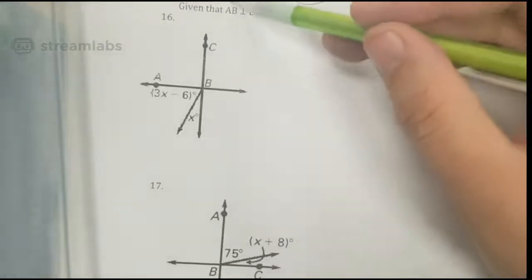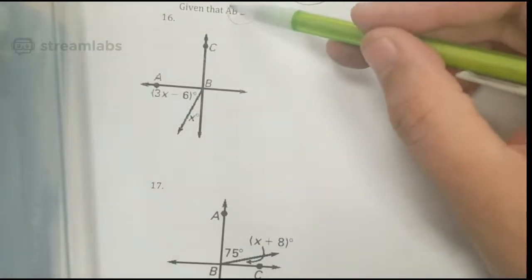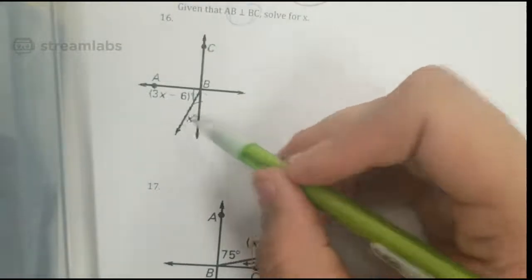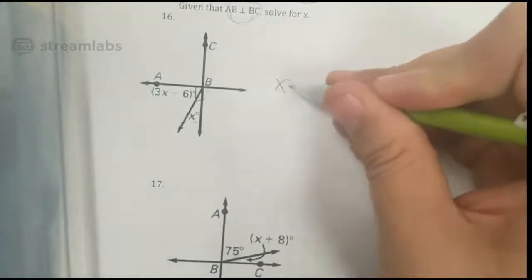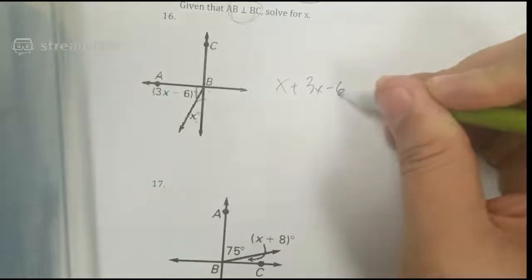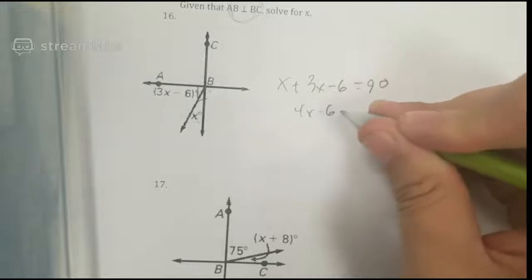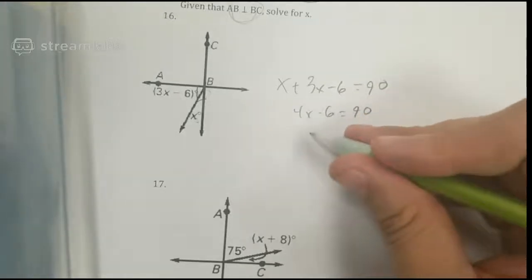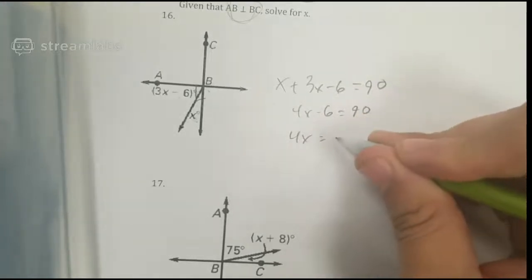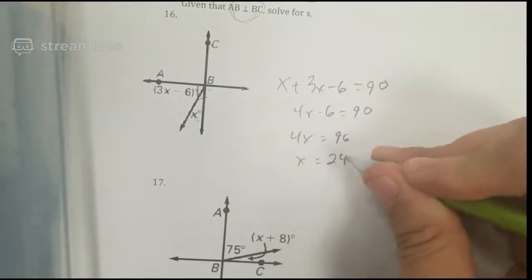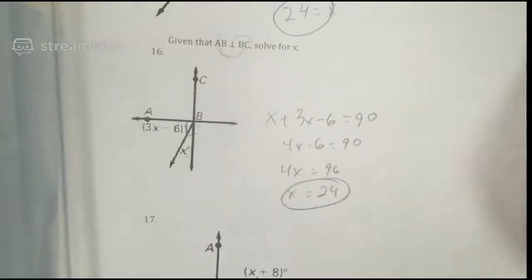Next one, these are perpendicular. So if they're perpendicular, you know this angle has to be a 90 in total. So these two angles are complementary. x plus 3x minus 6 equals 90. Combine like terms. 4x minus 6 equals 90. Plus 6 on both sides. 4x equals 96. Divide by 4 on both sides, x equals 24. So x equals 24 also.